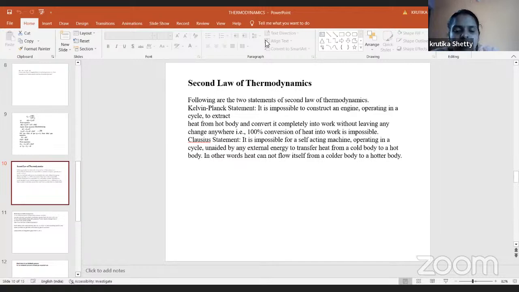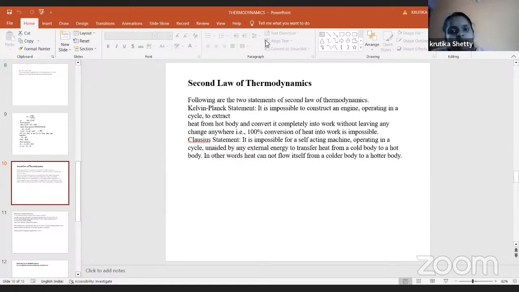According to the Clausius statement, this process is not possible, that is, heat cannot be transferred from a cold body to a hot body. Heat always transfers from a hot body to a cold body, not from a cold body to a hot body. In other words, heat cannot flow by itself from a cold body to a hot body. So automatically it is not possible.